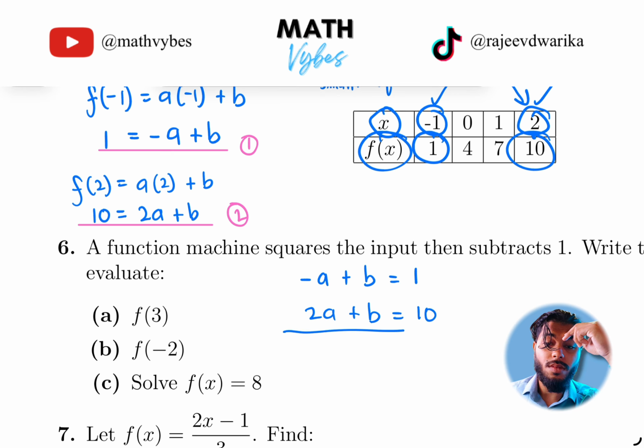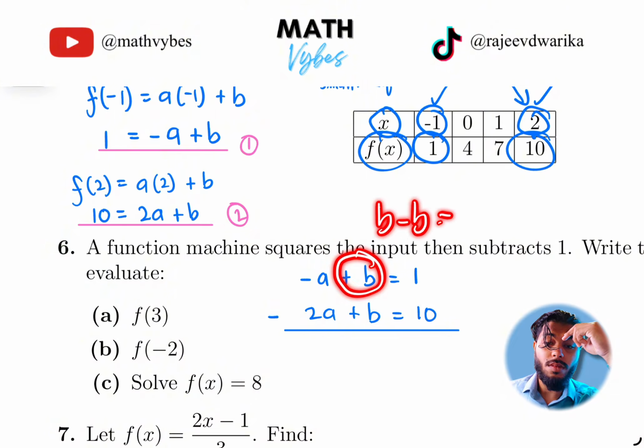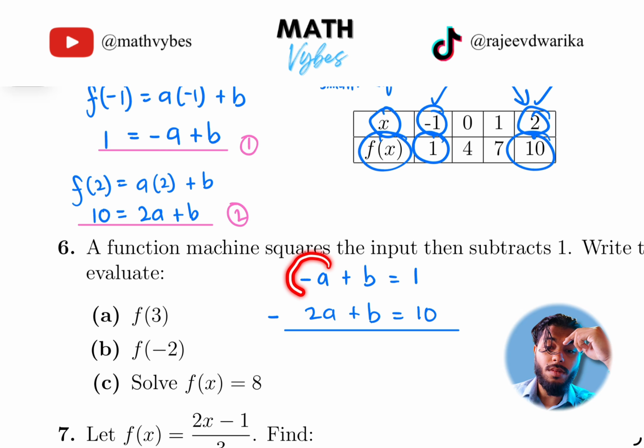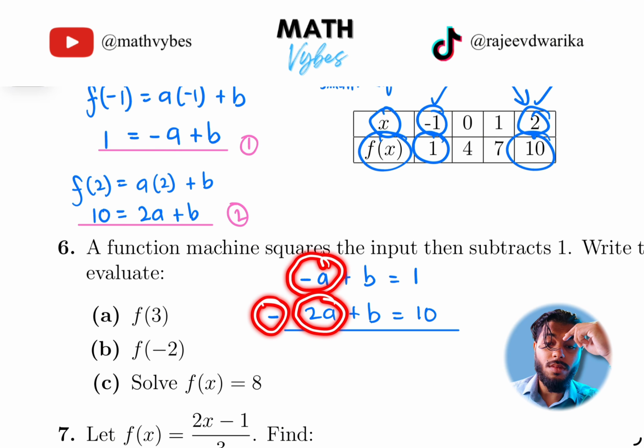Now this is really simple in the sense that if I subtract these two from each other, the b and the b will cancel off. I hope you see what I'm talking about. If I ask you what is b minus b, that would be 0, right? Because the b would take away the b. Simple. So we have minus a minus 2a.